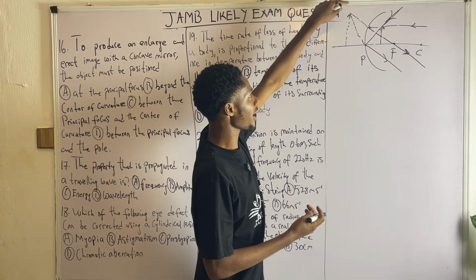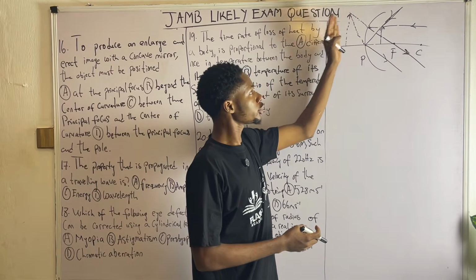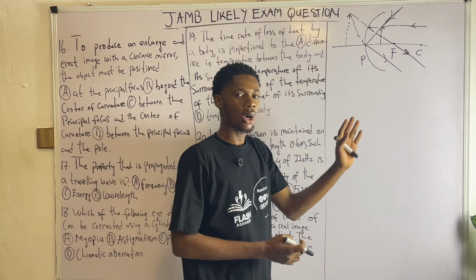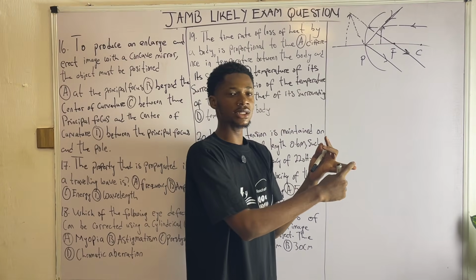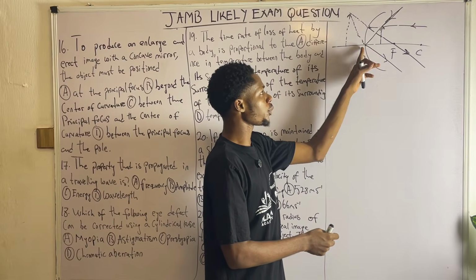It is standing upright. It is still facing up, meaning it is upright. And because it is on the other side of the mirror, it means it is virtual. So it is virtual, erect, and enlarged. Three properties whenever it is placed between the pole and F.